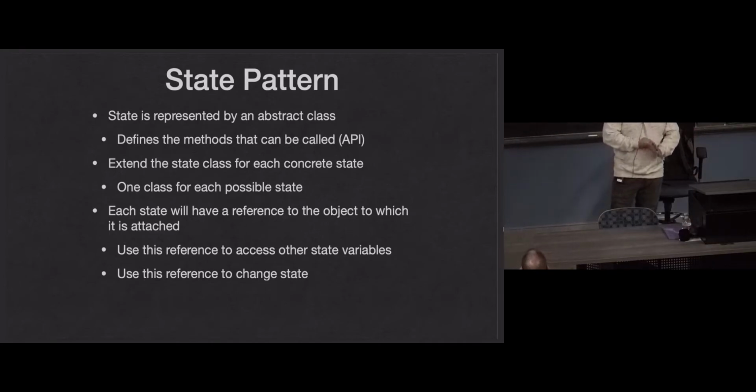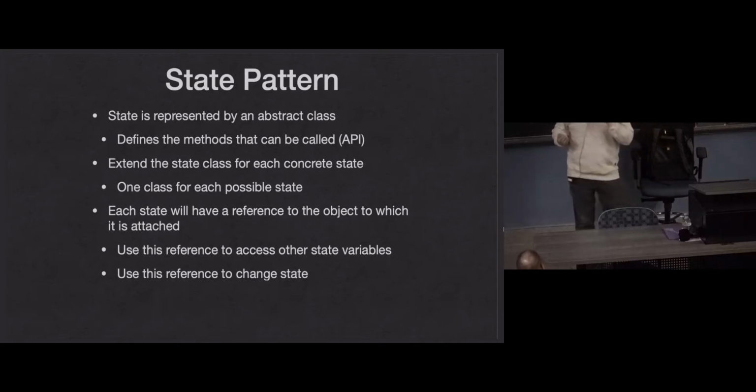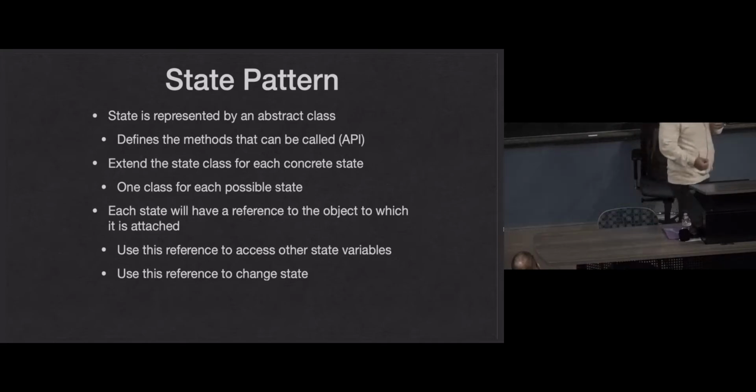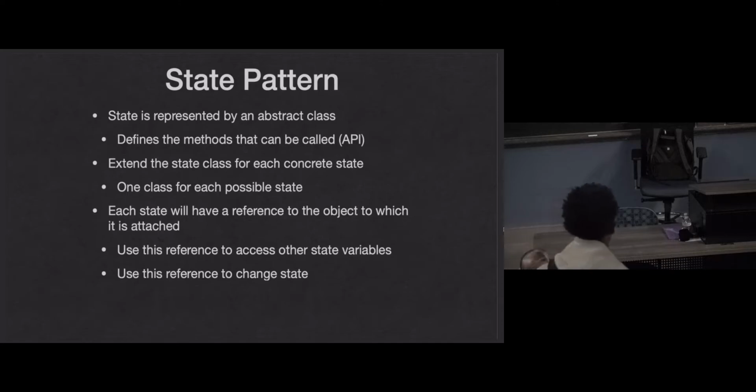But I'm going to use it in the state pattern to be the set of methods defined in the state abstract class. Those methods need to be implemented each time we extend that class, each time we inherit that class, and each state that we can be in is going to define all that behavior of the API. But the API itself is just the list of methods that can be called. Oh, and each state, spoilers, each state is going to store a reference to the object to which it's attached.